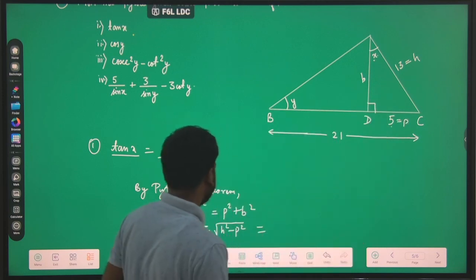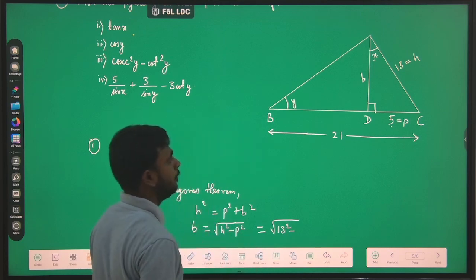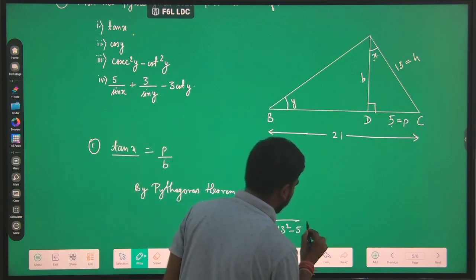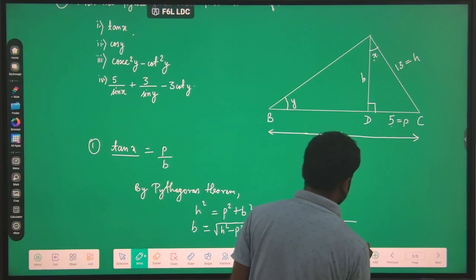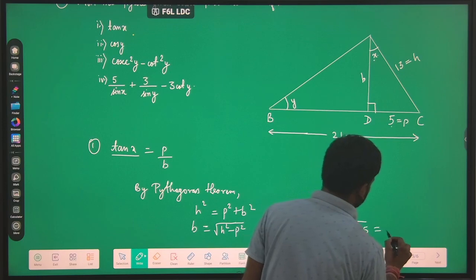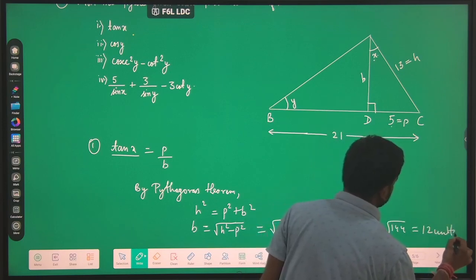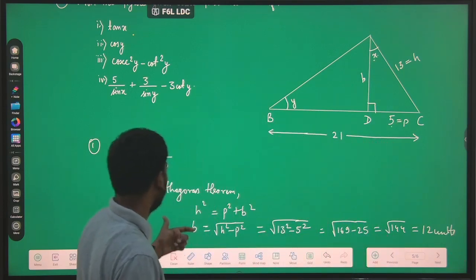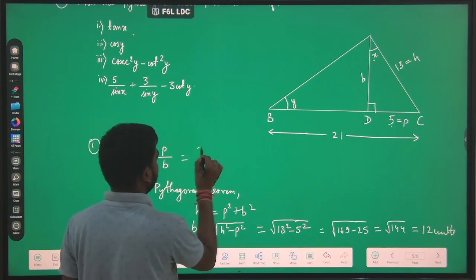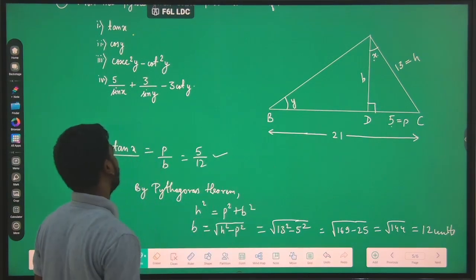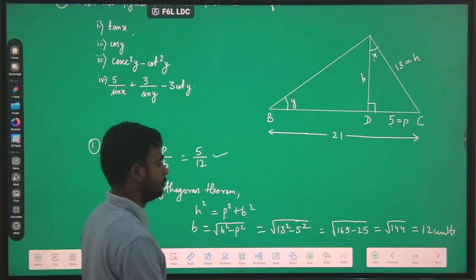So this h will be 13 square minus this p, which will be 5, so p square will be 5 square. What will we get? Root over 169 minus 25, that means root over 144, that means 12 units. So this b is 12 units and our p is 5. So the value will be 5 upon 12 for the tangent of angle x. Is it okay?